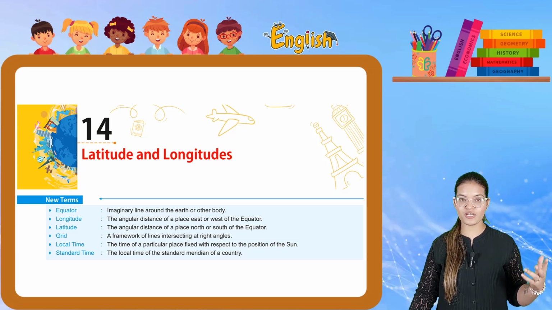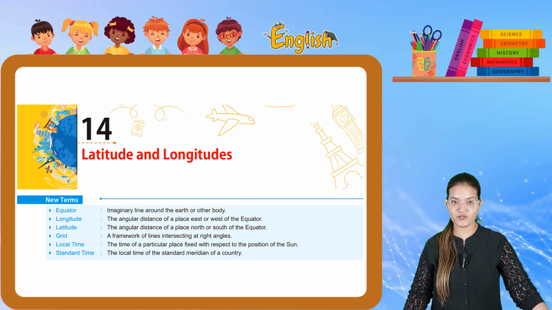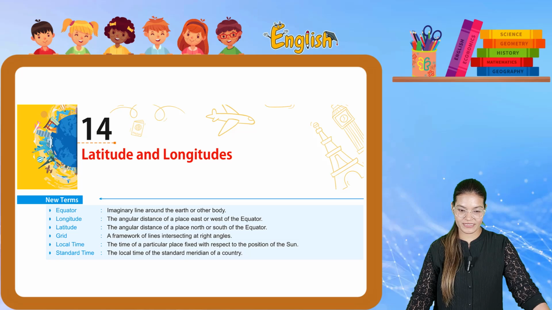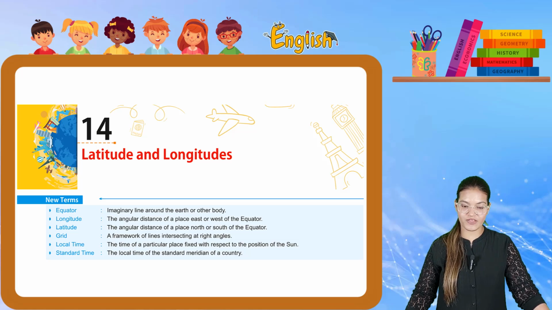Today we will do chapter number 14, Latitude and Longitudes. New terms: Equator, an imaginary line around the sun or other body. Longitude, the angular distance of a place east or west of the equator. Latitude, the angular distance of a place north or south of the equator.